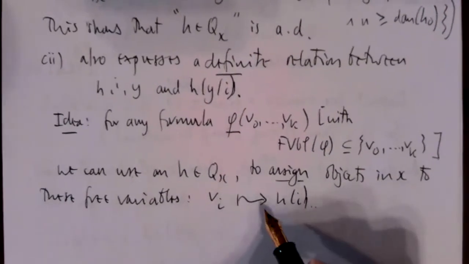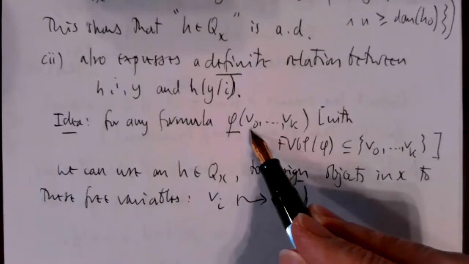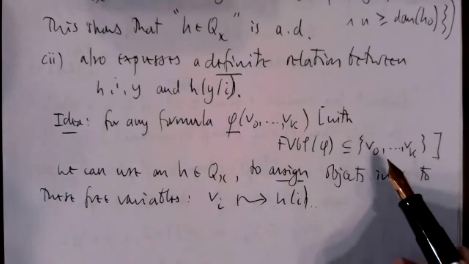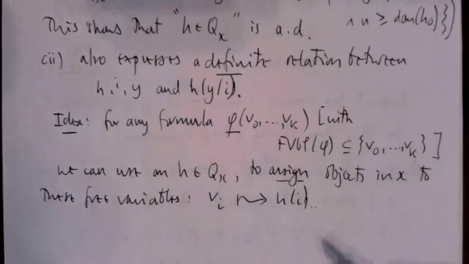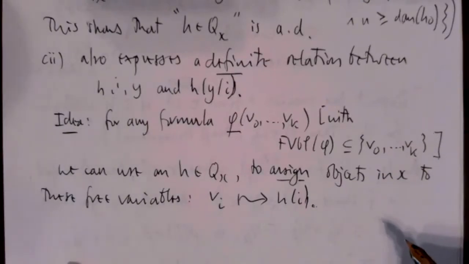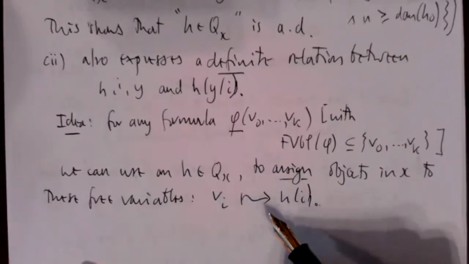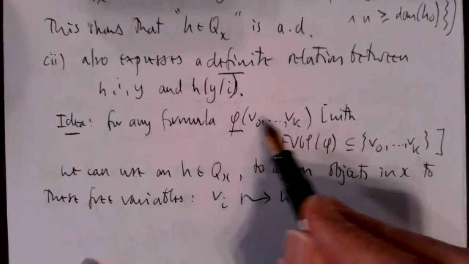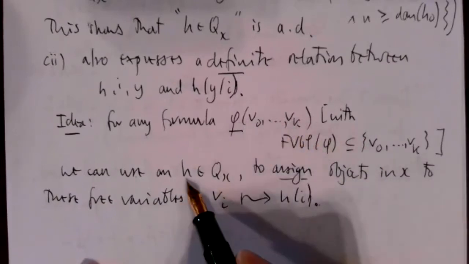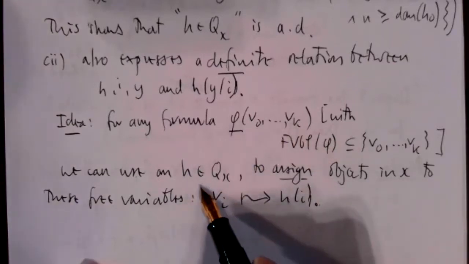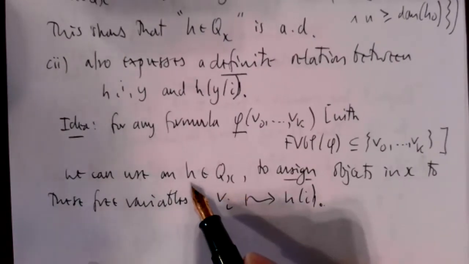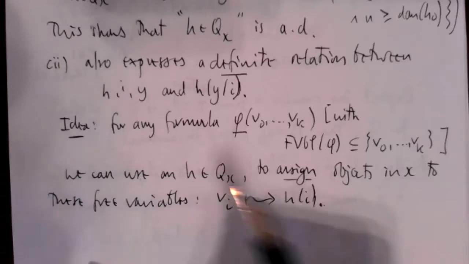And so all we have to have is a function with domain k plus 1, and we're going to cover all of the free variables and assign those variables vi to hi. Point to note is that given an h like this, actually it is an infinite function. So it doesn't matter how many free variables phi has got. I could apply h to another function with twice as many free variables, and it won't matter, because h will assign for every natural number an object in X.